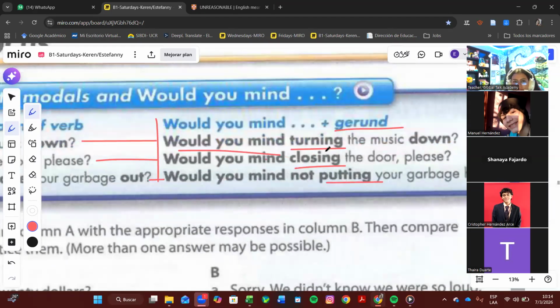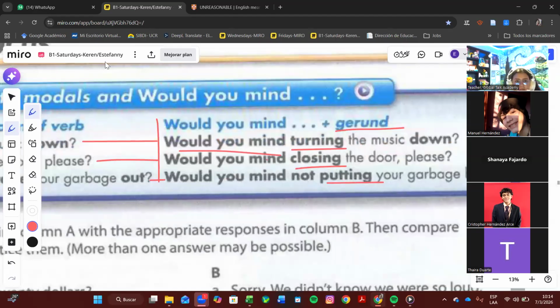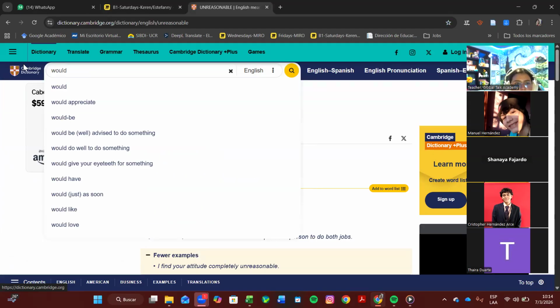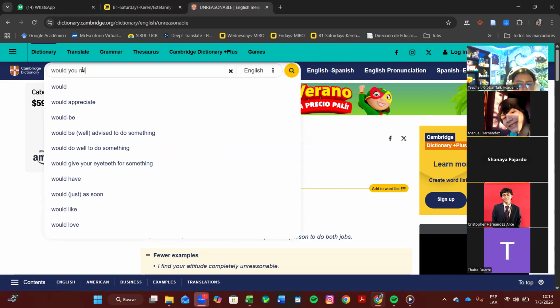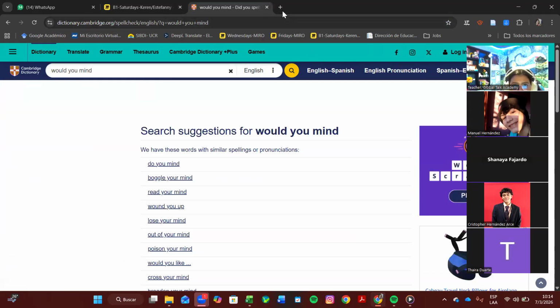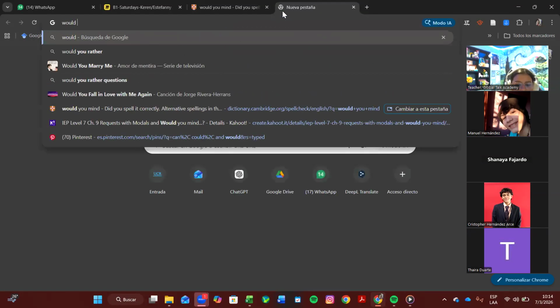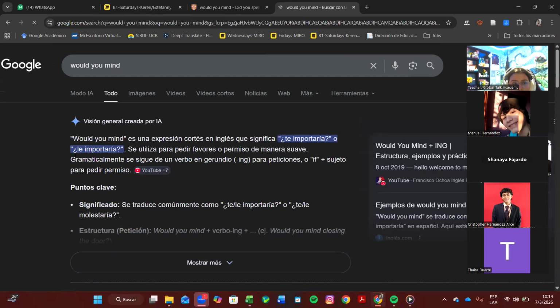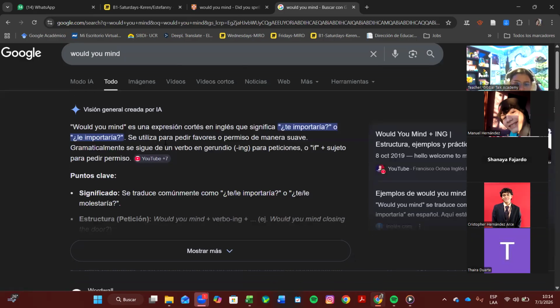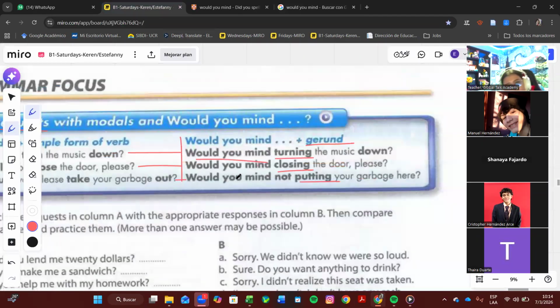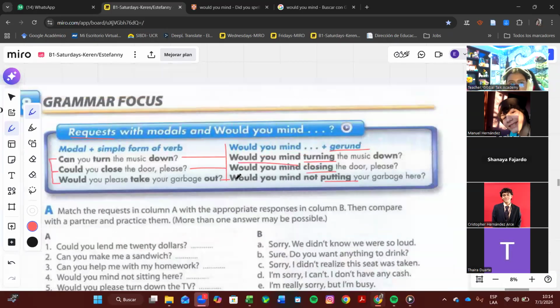Like, would you mind? And for example, if we go here, let me see if we have it. In the dictionary. No, here we don't have it, but let me go here to show you. So, would you mind is te importaría or le importaría, right? It's like a request. O te molestaría or something like that. So, would you mind turning the music down? Would you mind closing the door? Would you mind not putting your garbage here?